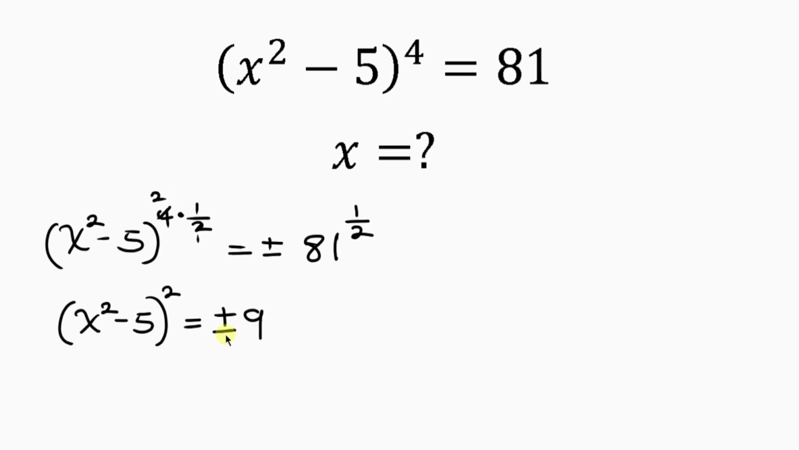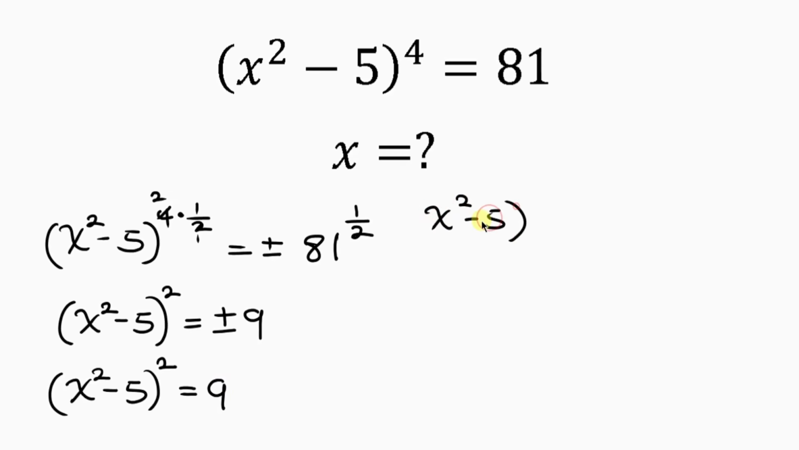So we have two cases from here. We have (x² − 5)² to be equal to the positive 9, or we have (x² − 5)² to be equal to the negative 9. Now we're going to be solving these cases one after the other. This is our case 1 and this is our case 2. So we start with case 1.